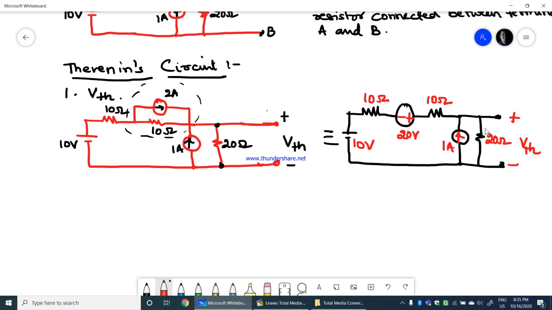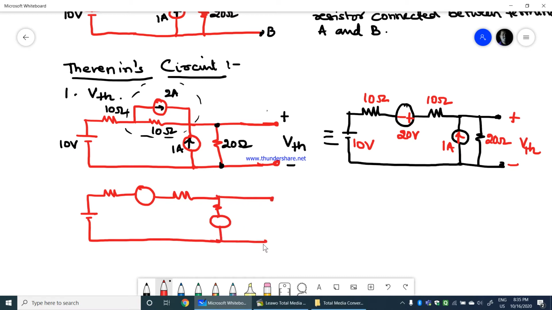Now what I'll do, I'll convert this parallel to series. So what will I get in the next circuit? This is VTH, plus on top, minus on bottom. You have 20 ohms, and this is 20 volts you will get. And then this is 10 ohms, minus plus 20 volts, and then 10 volts, and then this is 10 ohms.